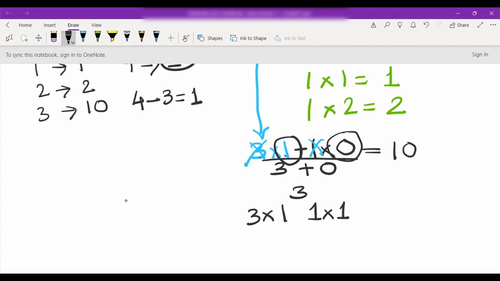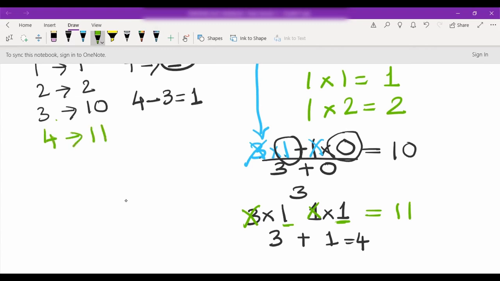So what I'm going to do, 3 into 1 is 3 and 1 into 1 is 1. Now we will add them. So your product is now 4. Now how we are going to represent that in the ternary notation is, we are going to drop the multiplicand, and what remains is the multiplier, that will be the equivalent of number 4 in the ternary number system. So in the ternary number system, your number 4 is represented by 1, 1.